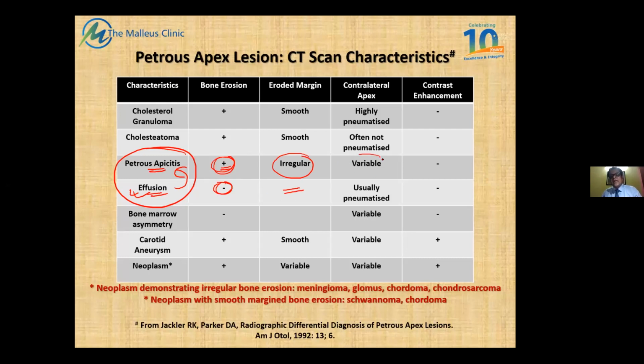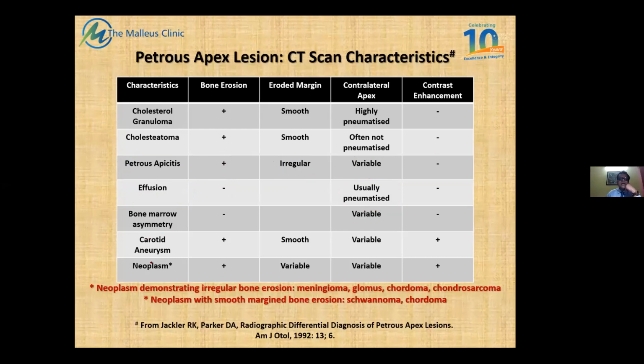The contralateral apex could be variable. It could be the same. It could be different. It could be pneumatized. It could be sclerotic. Whereas in effusion, the contralateral side is also pneumatized, because for the effusion to occur, there has to be an air cell. Effusion cannot occur in a sclerotic petrous apex. It cannot occur in a petrous apex which has bone marrow. Obviously, bone marrow can be asymmetrical even under normal conditions. So if there is bone marrow asymmetry, there's nothing much to talk about.